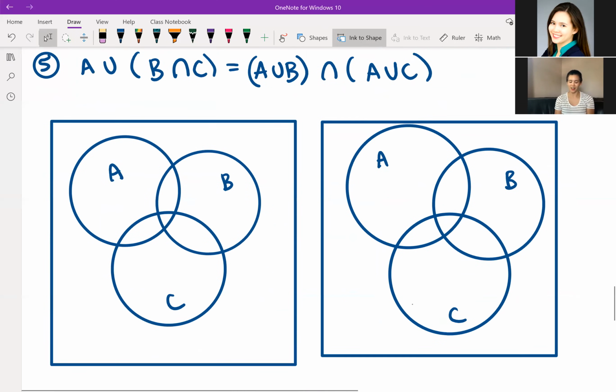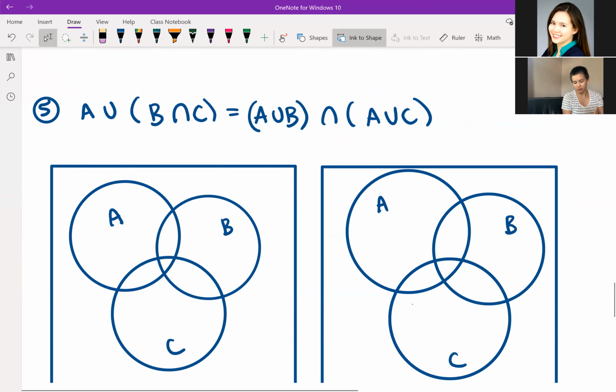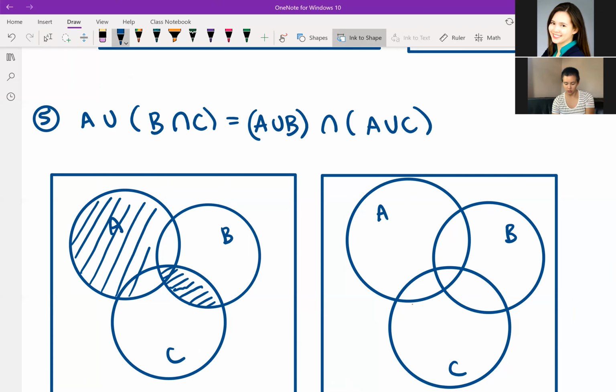Next, let's look at A union B intersect C. So first let's find B intersect C. B intersect C is this part right here. Now let's add on A so that we have A union this shaded bit here. So we just shade in all of A to go with what we have shaded already.